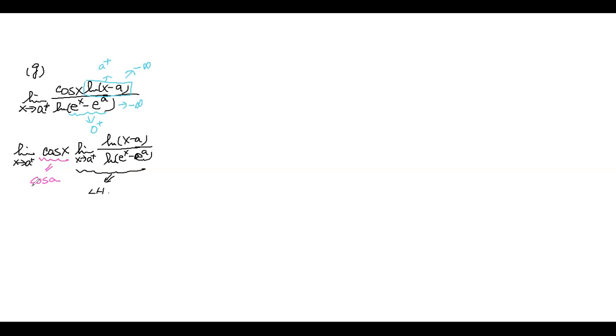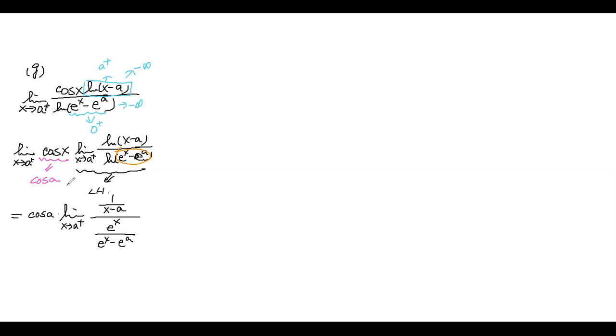Okay, let's see what we have. This is cosine a, then the limit as x approaches a from the right-hand side. Then I take the derivative. The derivative of the natural log of x minus a is 1 over x minus a, because the chain rule is still 1. The natural log of e^x minus e^a becomes 1 over e^x minus e^a, and don't forget the chain rule: the derivative of e^x minus e^a will be e^x, because e^a is a constant.